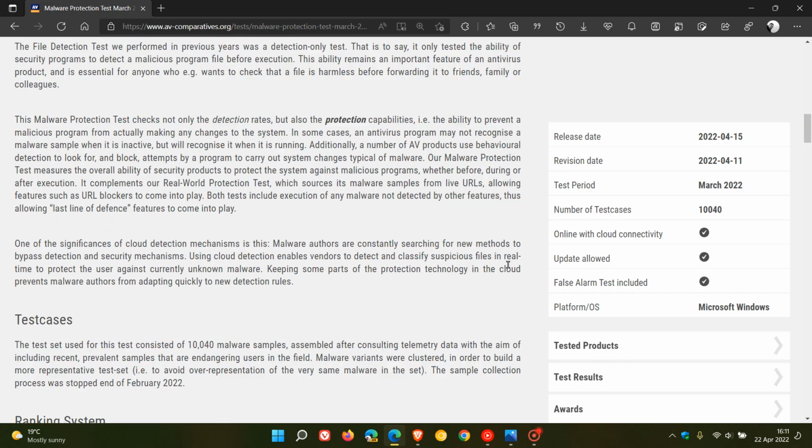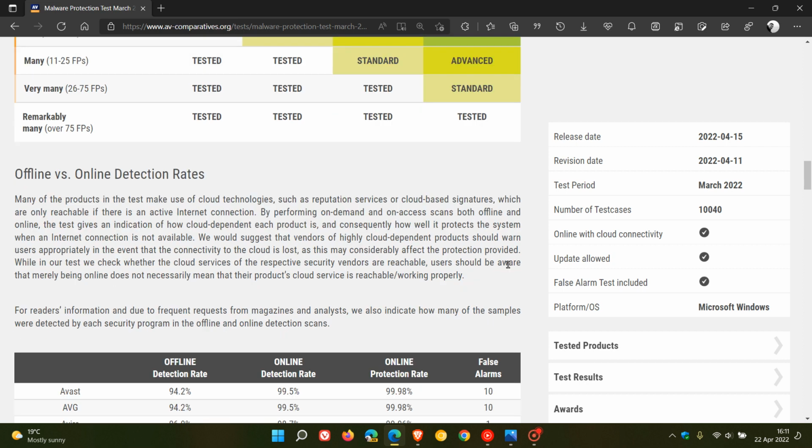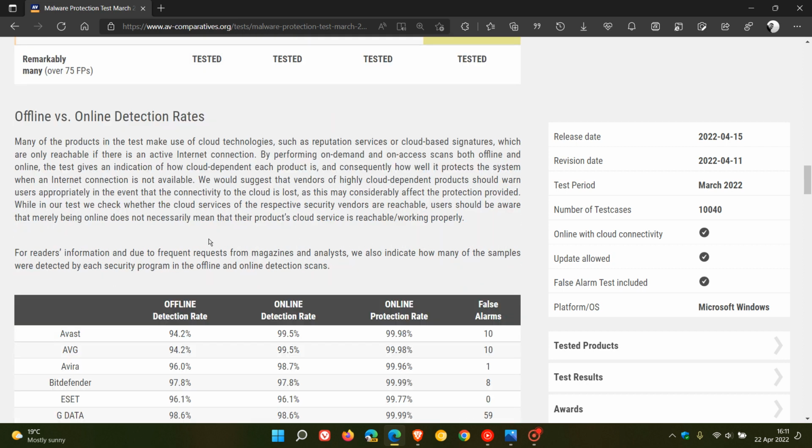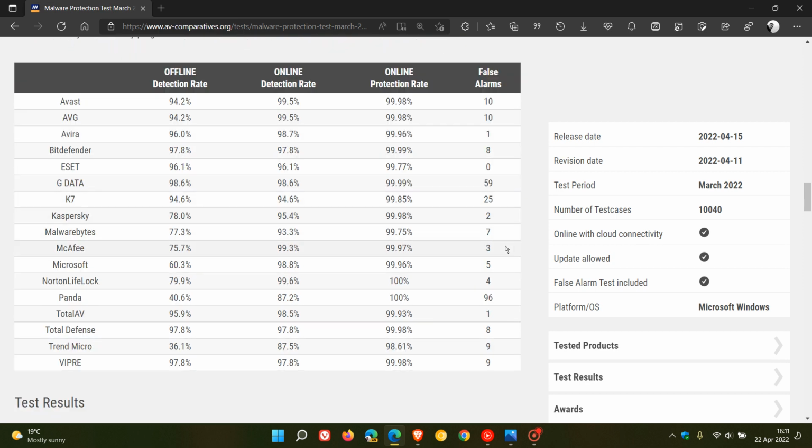And then if we go down to this section here, pertaining to this video, offline versus online detection rates. And here is basically a nice little graph and chart giving us all those detection rates. Now, it's interesting, as I did mention in that first video, that if we look at Microsoft here, they still have one of the best online detection rates and protection rates. And basically, in their tests, they only had 5 false alarms.